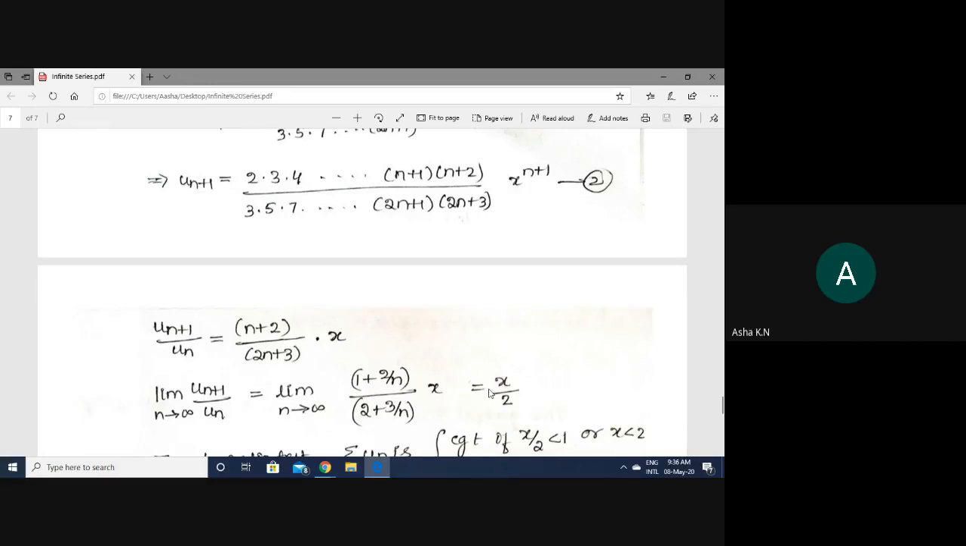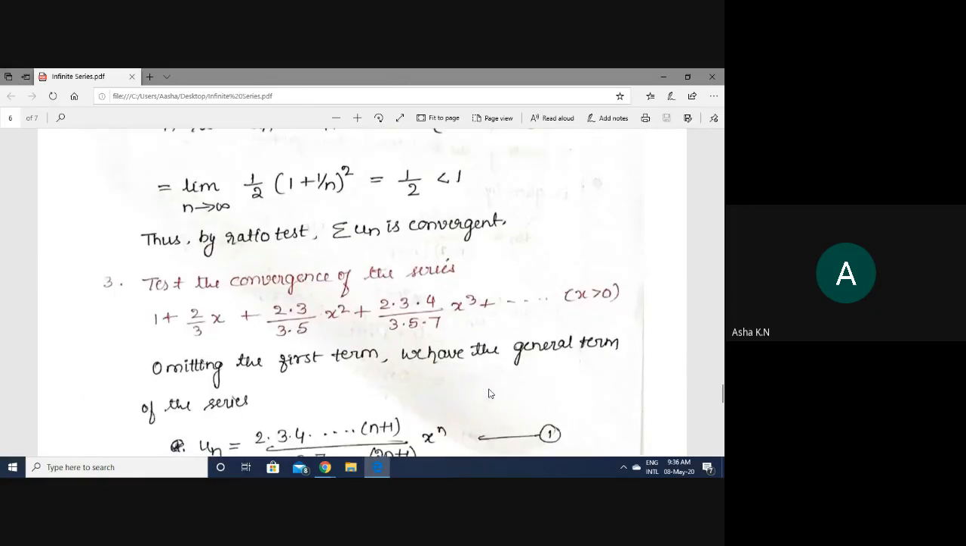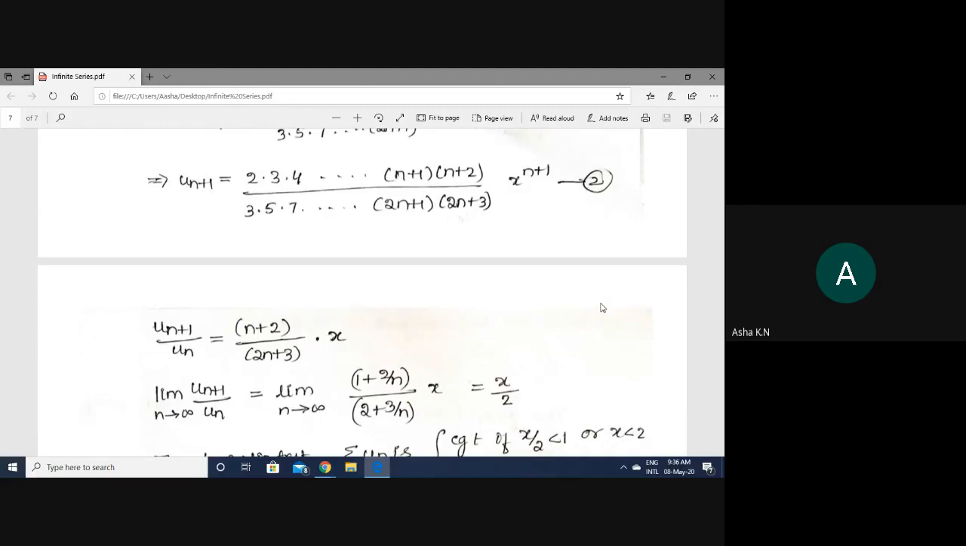But x value we don't know, right? They have not given it in the problem. I think they must have given at most x is positive. Yeah, x is positive is given. But even if x is positive, it may be less than 1 or it may be greater than 1.